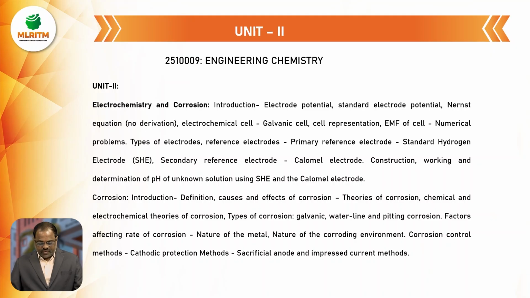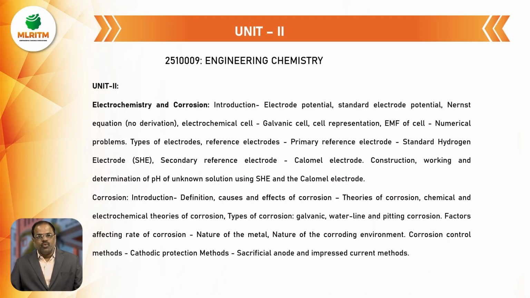And factors affecting corrosion: there are two factors affecting corrosion. The first one is the nature of the metal, and the next one is the nature of the environment. Next one is corrosion control methods. Cathodic protection methods: the first one is sacrificial anode, and the next one is impressed current cathodic protection.